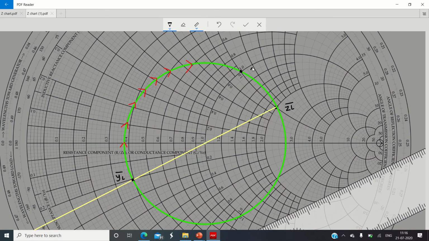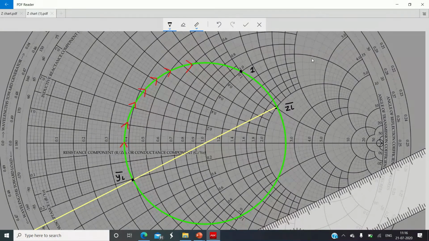Let us call this point point number 1. So this is our design point. What I did is, from VSWR bar, I started moving on the VSWR circle in a clockwise direction, which is shown with the red arrow, till I get the intersection with the unit conductance circle.